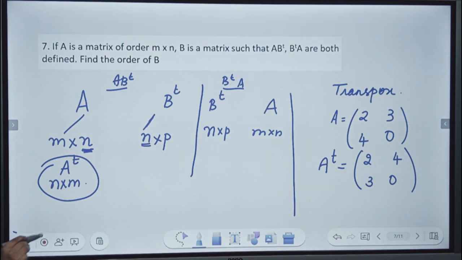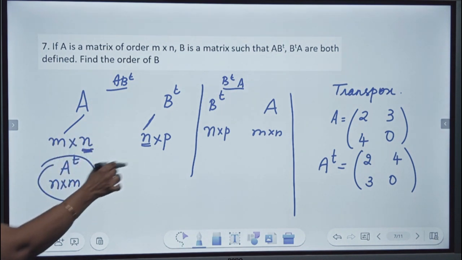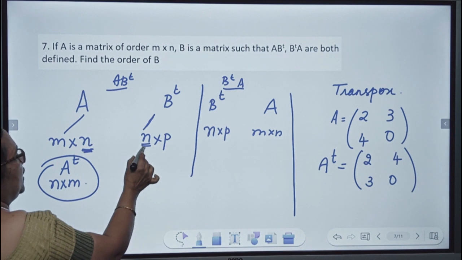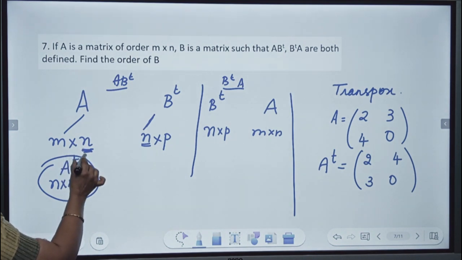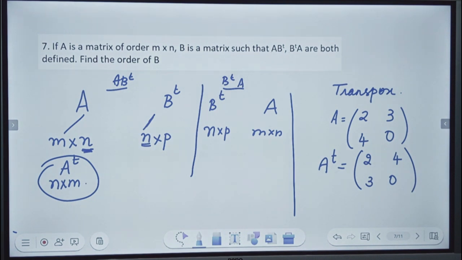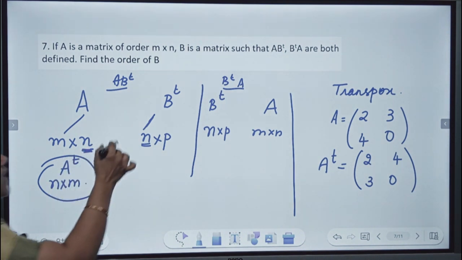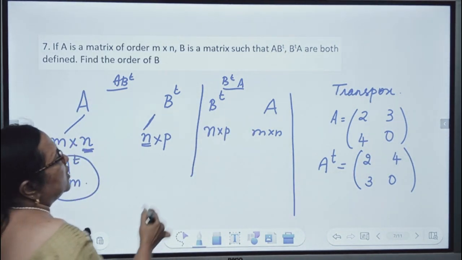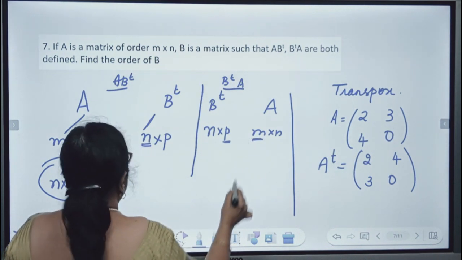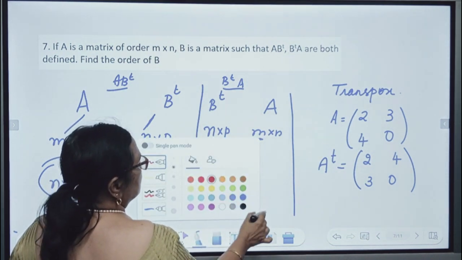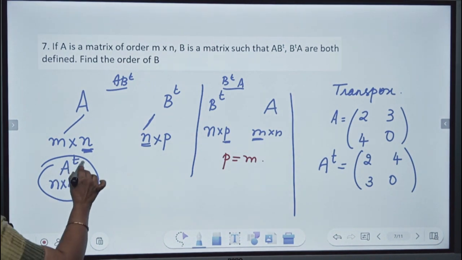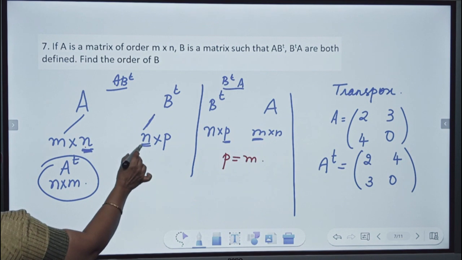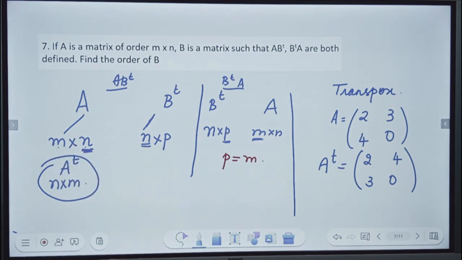So if they have to be well defined, what is the condition we have to check? Number of columns equal to number of rows. So here, since A has n columns, B transpose should also have n rows. So n into P. Now B transpose A is also well defined. Okay. So what does that mean? That means these two numbers must be equal. So P equal to n. From here, what did you get? These two are equal. So P must be equal to m. Here also P must be equal to m.